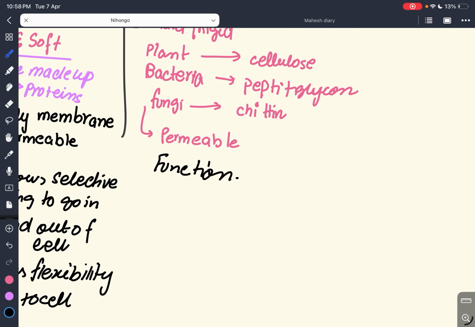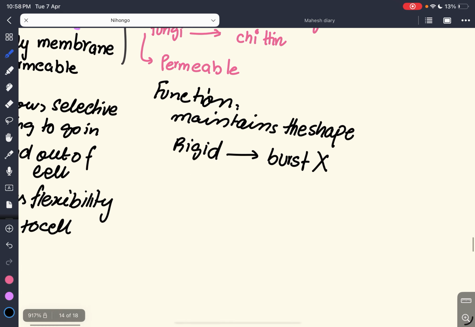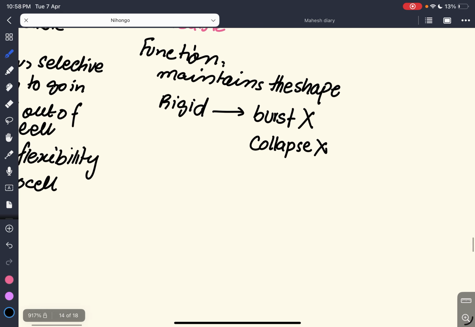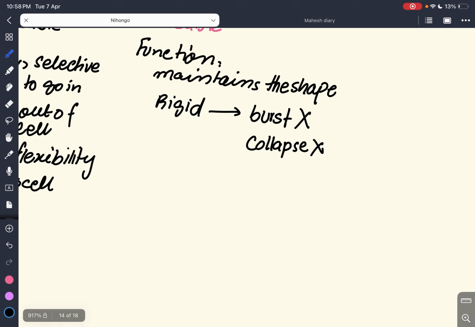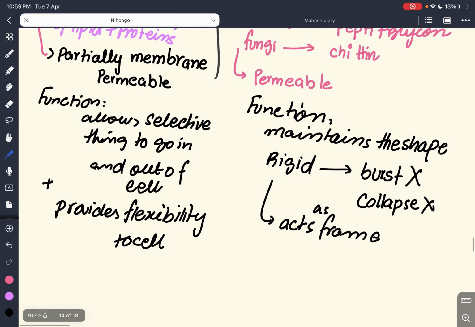The function of the cell wall is that it maintains the shape. Second thing, rigid है तो it refrains the cell from bursting. ठीक है, rigid है तो सेल burst नहीं होता, collapse भी नहीं होगा. And you can say it acts as a frame. ठीक है, and now we study what is its function mainly. I just wanted to write it.